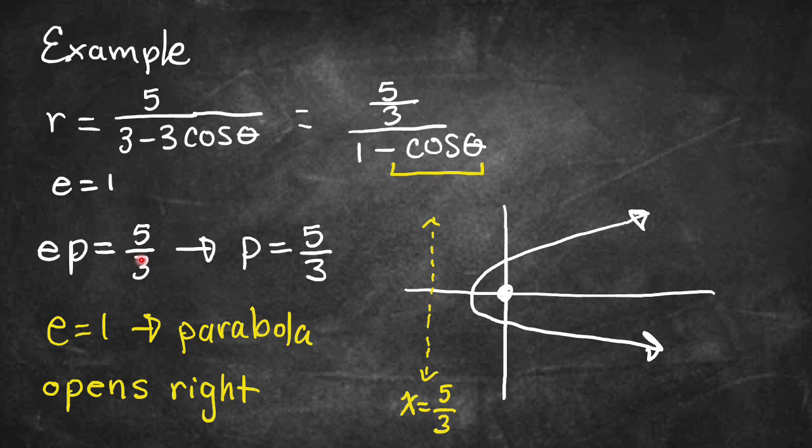Now to find p, we can see that our eccentricity is 1 because the eccentricity is what's in front of the cosine once we get it in the correct form. So that tells us that we're dealing with the parabola.